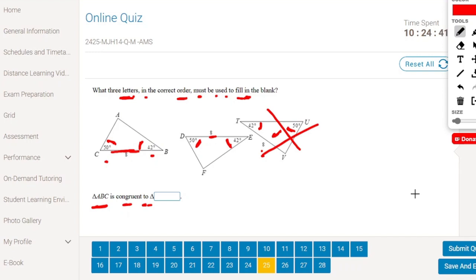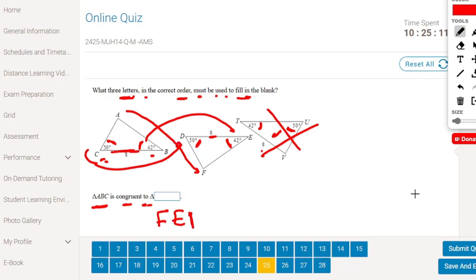So now let's see here. I have A, B, C, so A will be congruent to F. B, which is 42, will be congruent to E. And C, which is 50, will be congruent to D. So the triangle will be FED.